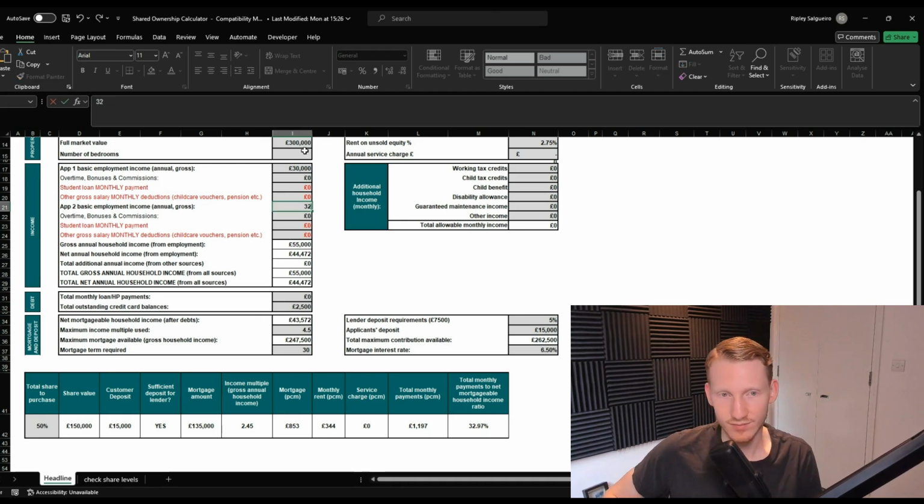So if we go up to a £350,000 property value, you can see this is still affordable. All the metrics are fine. Of course, just be mindful that the payments still increase. So the important thing is making sure that the payments will still be affordable. But hopefully that gives you a rough idea of how shared ownership works.